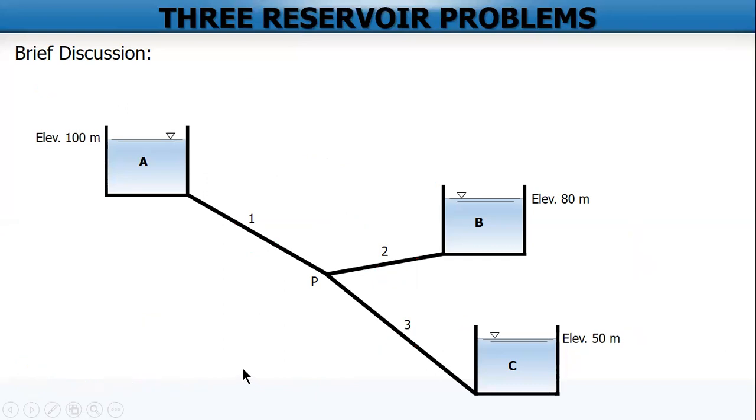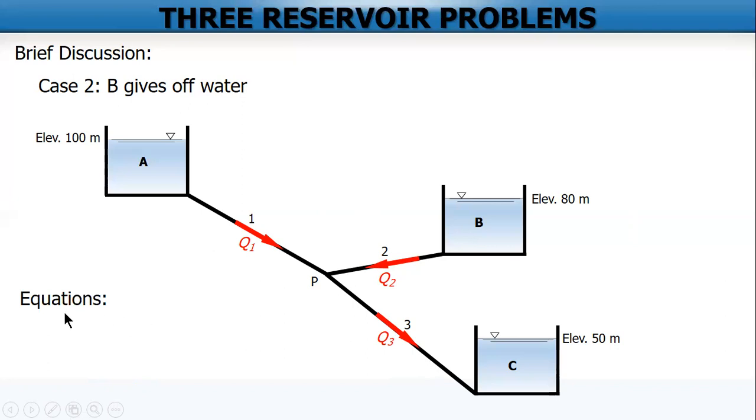So in case 2, B gives off water, so that is Q2, and reservoir 3 will always receive water. So the equation here is entering equals leaving the junction. What enters is Q1 and Q2, and what leaves the junction is Q3.